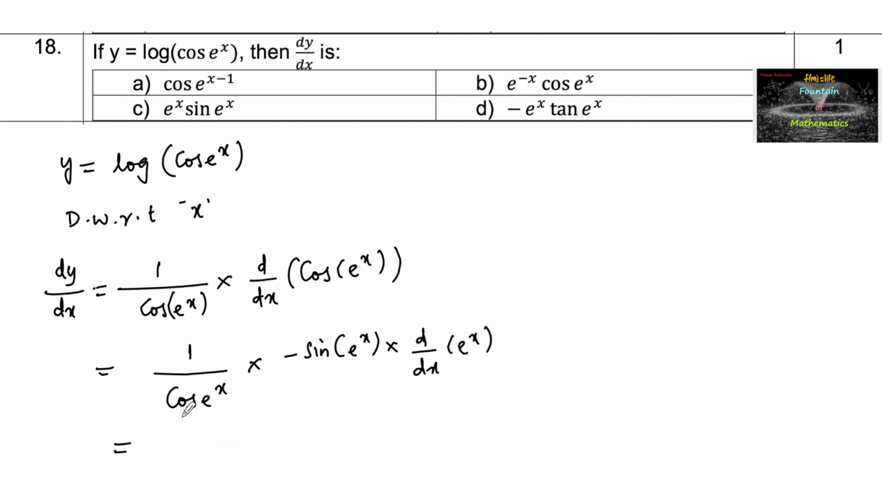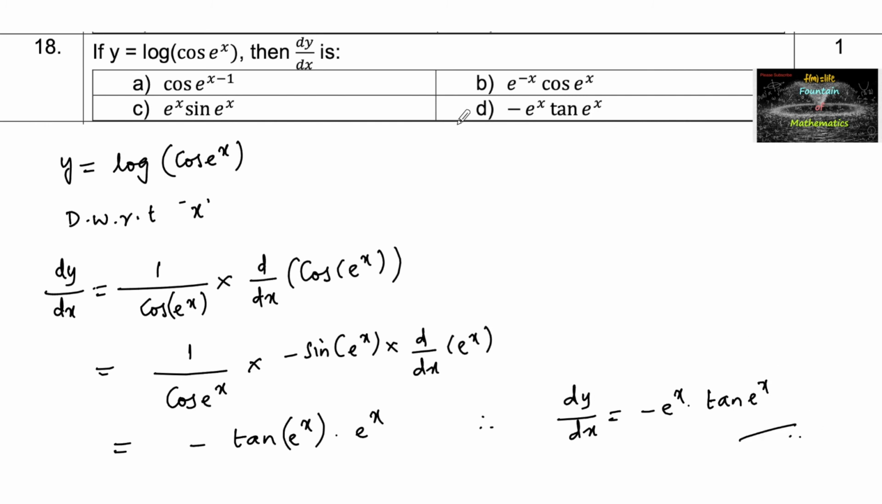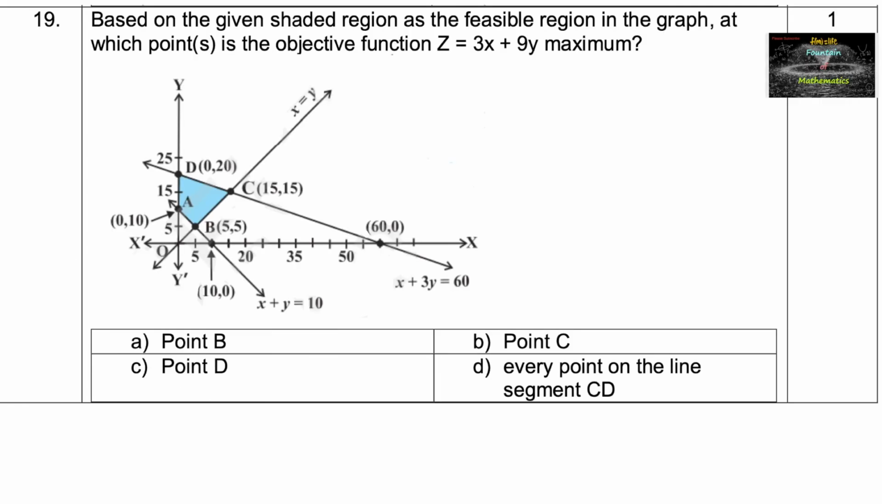which is equal to minus sine e power x upon cos e power x, that is minus tan e power x, into differentiation of e power x, which is e power x. So therefore we can write dy by dx is equal to minus e power x into tan e power x, which is our option D. So option D is the answer.